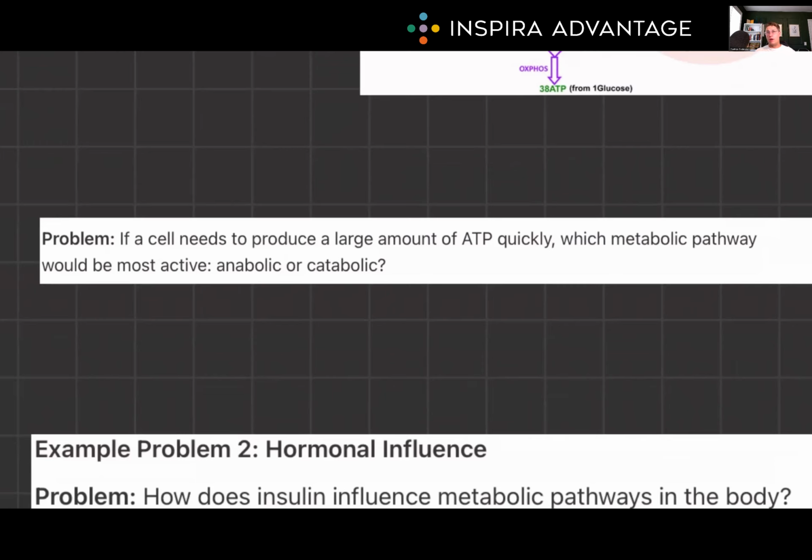Well, the cell would activate catabolic pathways. It needs to break things down for energy, such as glycolysis and the citric acid cycle. We need more ATP, so we've got to break stuff down.